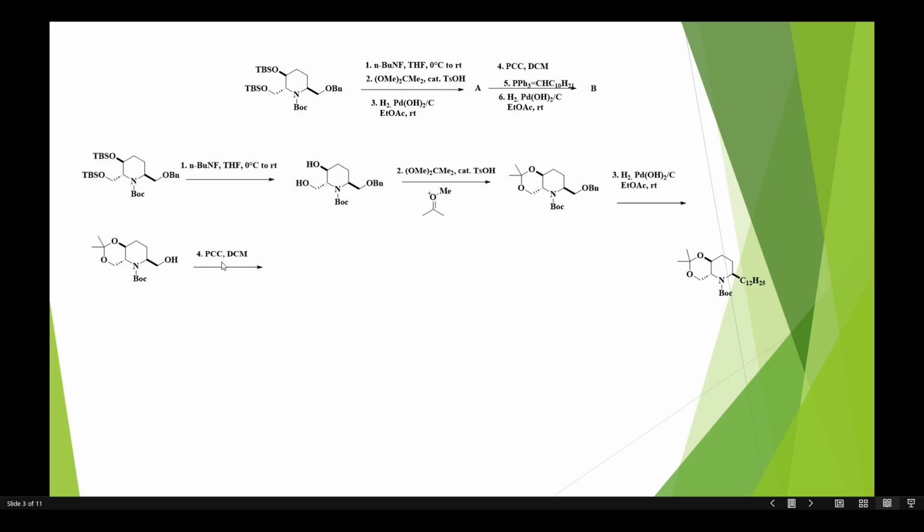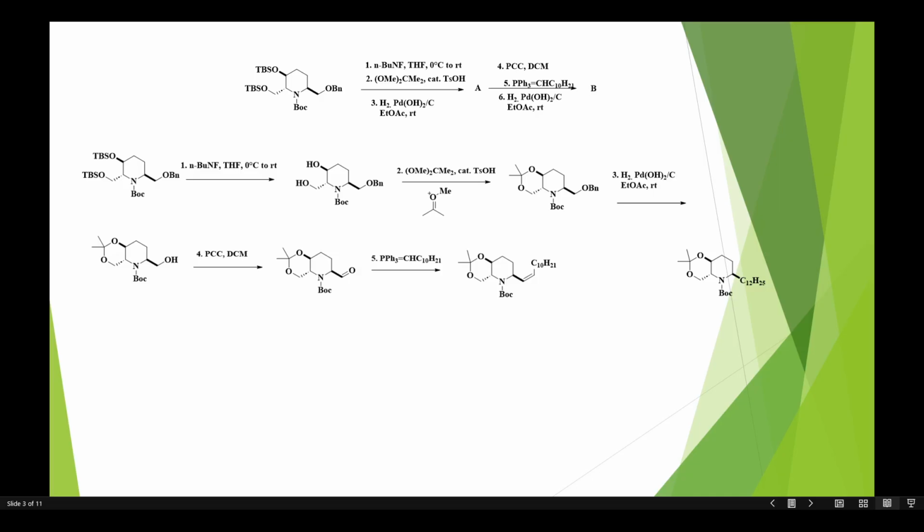After PCC, then what will happen? Aldehyde. You will get your aldehyde. Then after that we have the Wittig reaction. Do you know whether this ylide is a stabilized ylide or an unstabilized ylide? In this particular case, we will get the Z alkene.